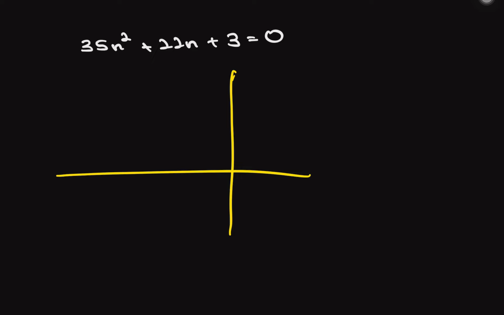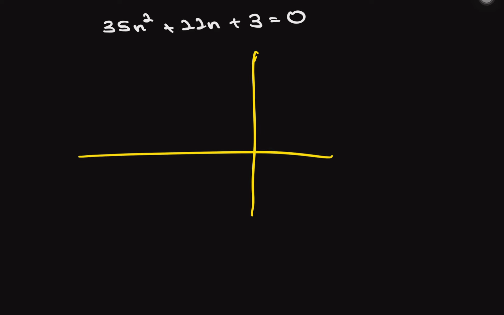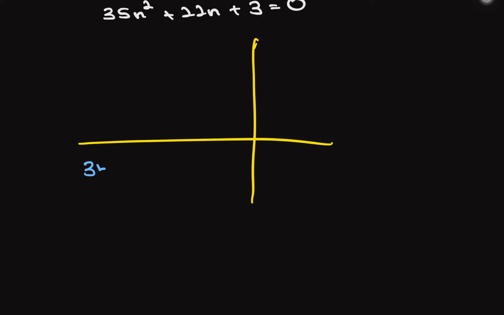Let's go on to the next question. Okay, for 35n squared plus 22n plus 3 equals 0. In this question, we can see that there are three terms, so we have to use the factorization table. So we draw it out first and fill in the three terms that we have in the question into the bottom row. Firstly, we have 35n squared, then we have positive 3, and we have 22n.